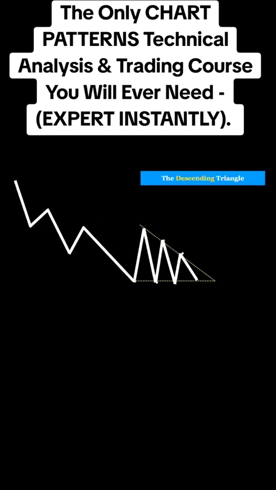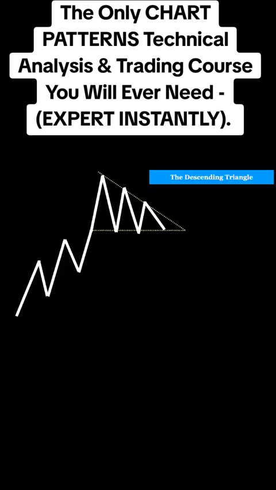Now, let's take a look at the descending triangle, another common pattern used to anticipate both reversals and continuations depending on market context. In an uptrend, the descending triangle can sometimes signal buyer exhaustion and a potential reversal. Here's what to look for.